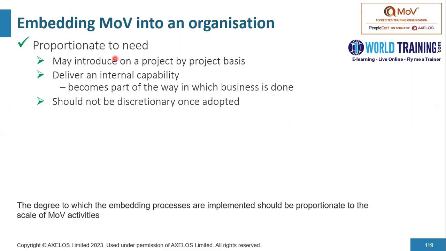Now, embedment should be proportionate to the need. It may be introduced on a project-to-project basis, deliver an internal capability, and become part of the way in which business is done. It should not be discretionary once adopted. The degree to which the embedding processes are implemented should be proportionate to the scale of the MoV activities.